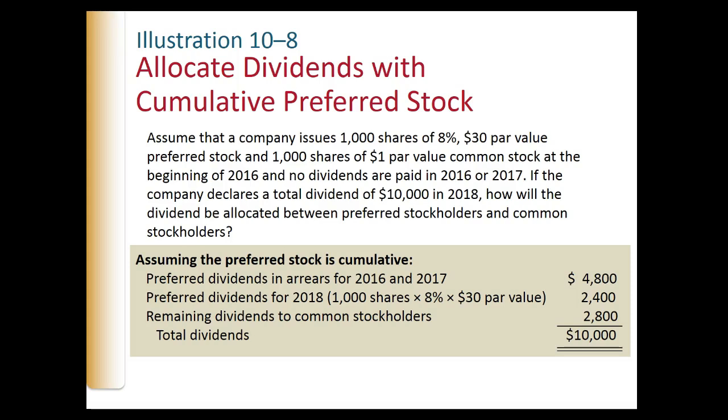Let's say the company declares a total dividend of $10,000 in 2018. How will the total dividend of $10,000 be allocated between preferred stockholders and common stockholders? Well, it depends on whether the preferred stock is cumulative or non-cumulative, as shown in this slide. Before it can pay dividends to common stockholders, if the preferred stock is cumulative, the company must pay the $4,800 in unpaid dividends for 2016 and 2017, and then the current dividend on preferred stock of $2,400 in 2018. After paying the preferred stock dividends, the company can pay the remaining balance of $2,800, which is that $10,000 minus the $4,800 and the $2,400, in dividends on the common stock.